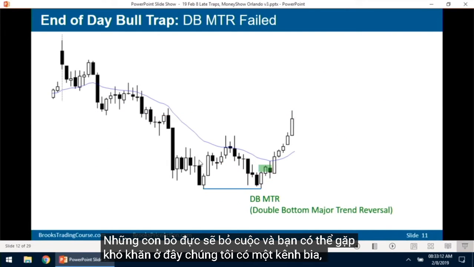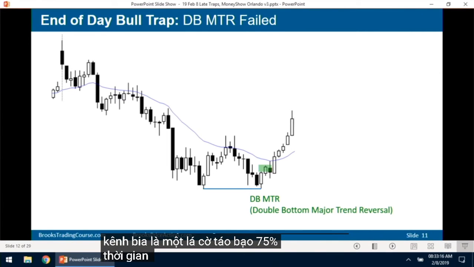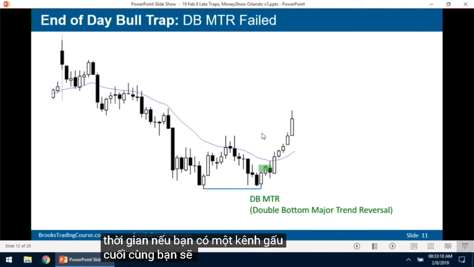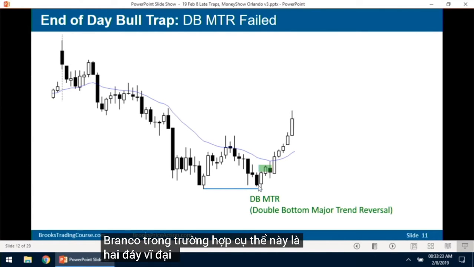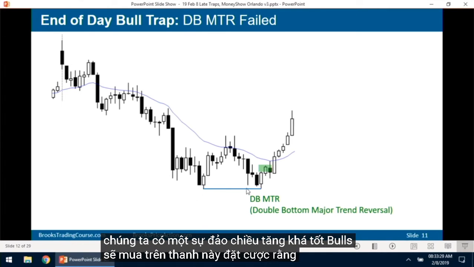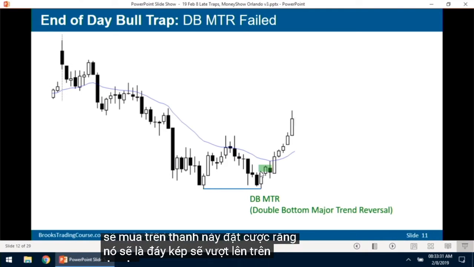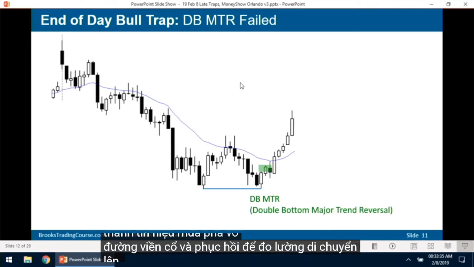Here we have a bear channel. A bear channel is a bull flag. 75% of the time, if you have a bear channel, eventually you're going to get a bull breakout. In this particular case, it's a double bottom major trend reversal, and we have a pretty good reversal up. Bulls will buy above this bar, betting that it'll be a double bottom, we'll get above the buy signal bar, we'll break above the neckline and rally for a measured move up.